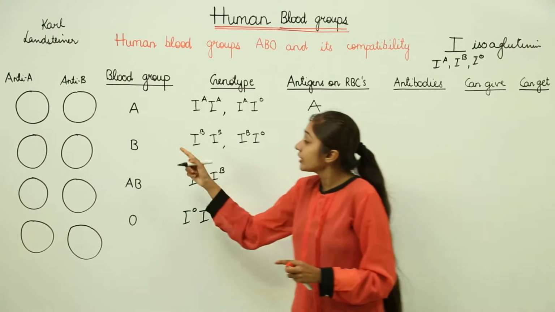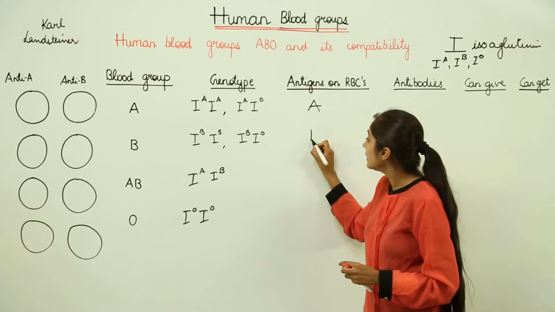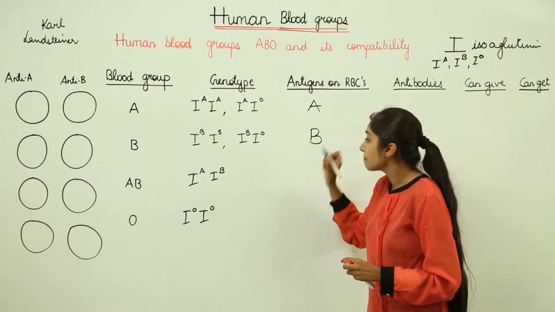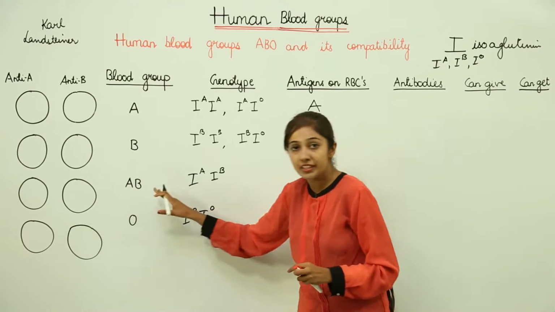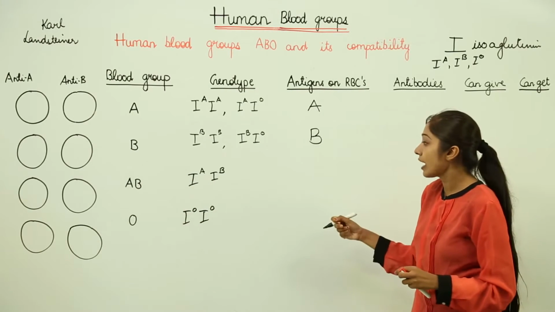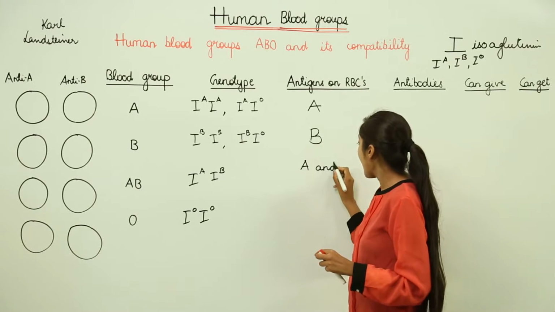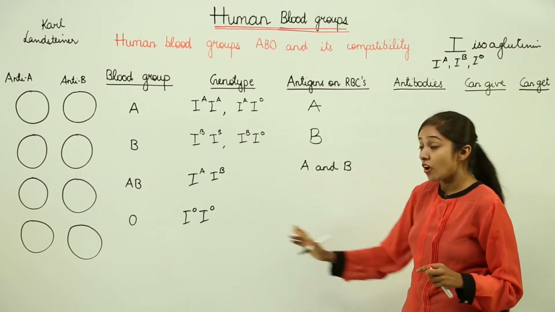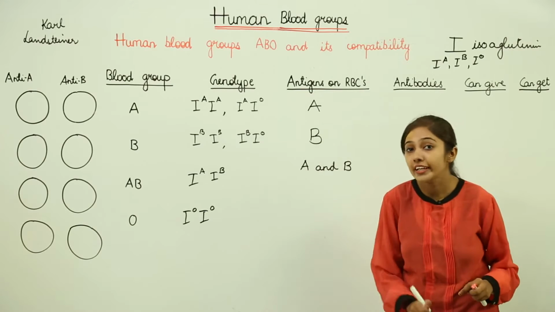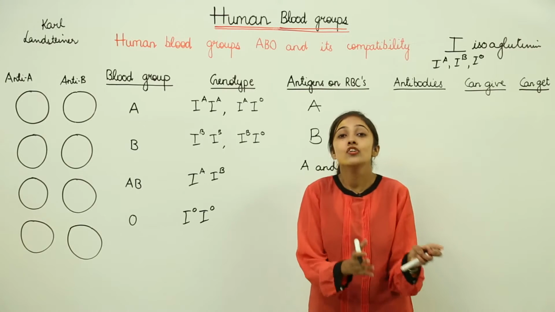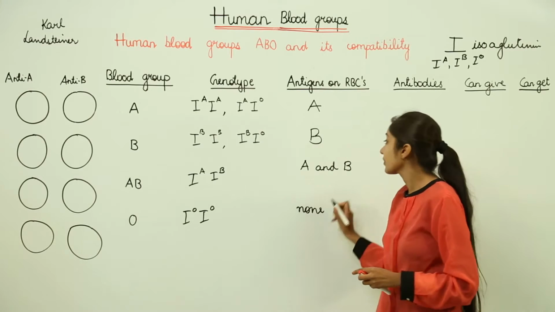If we talk about a person having blood group B, then he or she is going to have antigen B. A person having blood group AB is going to have both antigen A and B. But for blood group O, they don't have any antigen. They have neither A nor B, so there are no antigens, none.